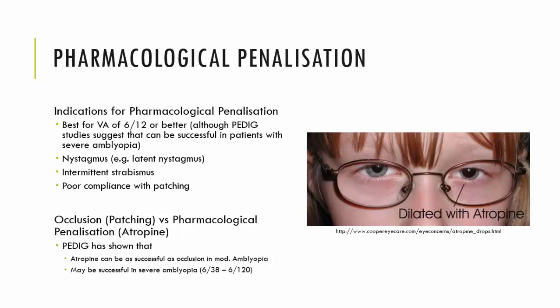And it has been thought in the past that the patients that best respond to atropine are those who have about 6/12 visual acuity or better. However, PEDIG has shown that patients with severe amblyopia can also be successful with pharmacological penalisation. So it is worth trying it in these patients, even though pharmacological penalisation is unlikely to change the fixation of the patient.